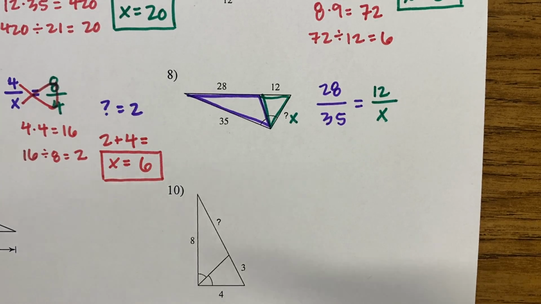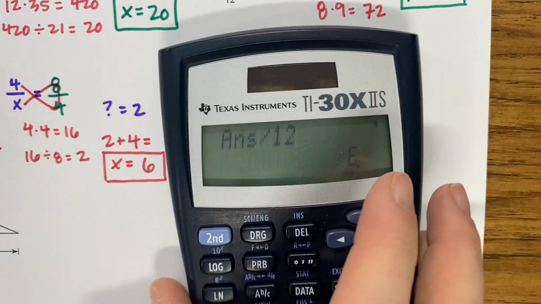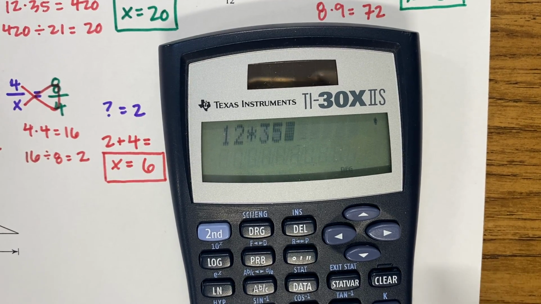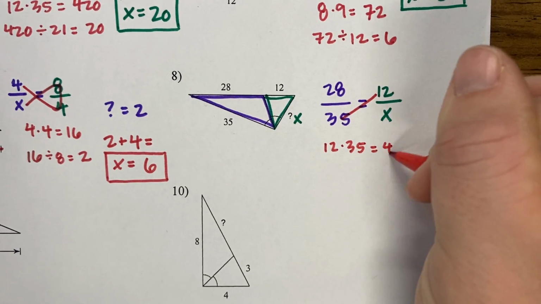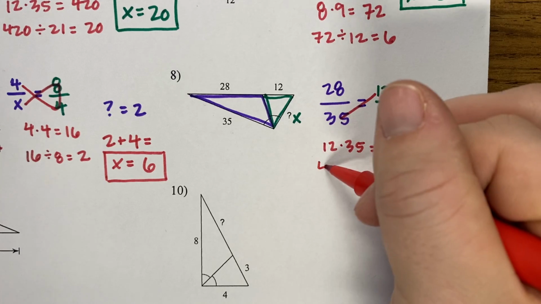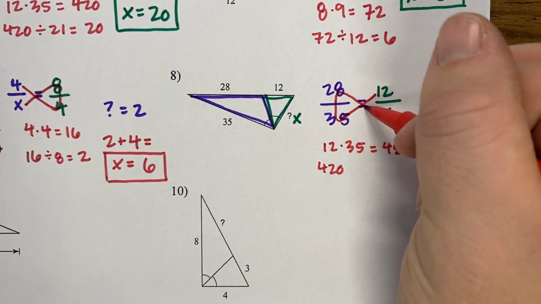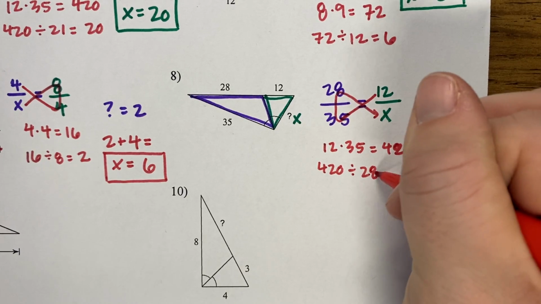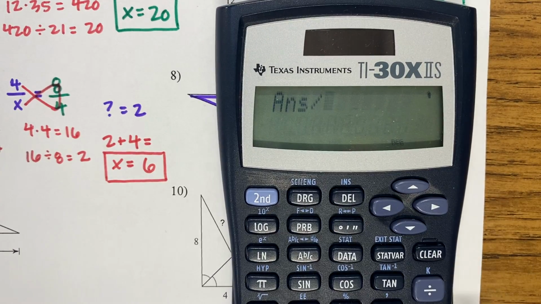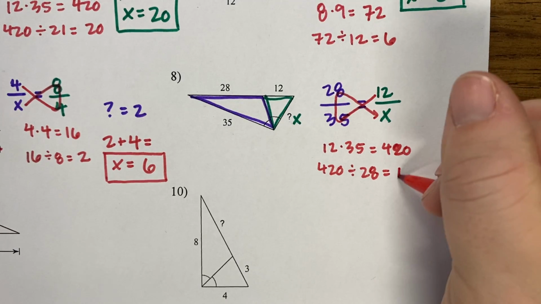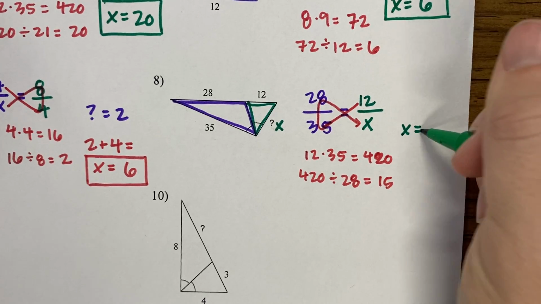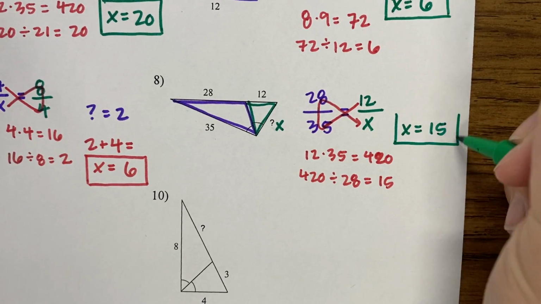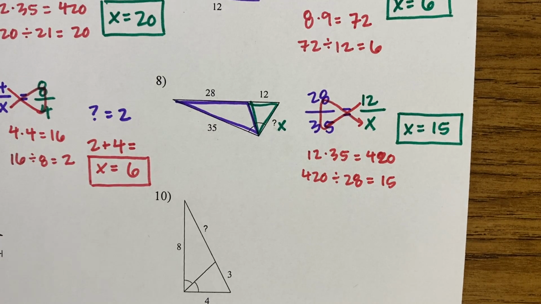Okay, now let's cross multiply and solve. We got 12 times 35. 420. And we take 420 and we divide it by 28. That'll give us our x. So divided by 28, we get 15. So we know that that missing side of our green triangle was 15. And there we go.